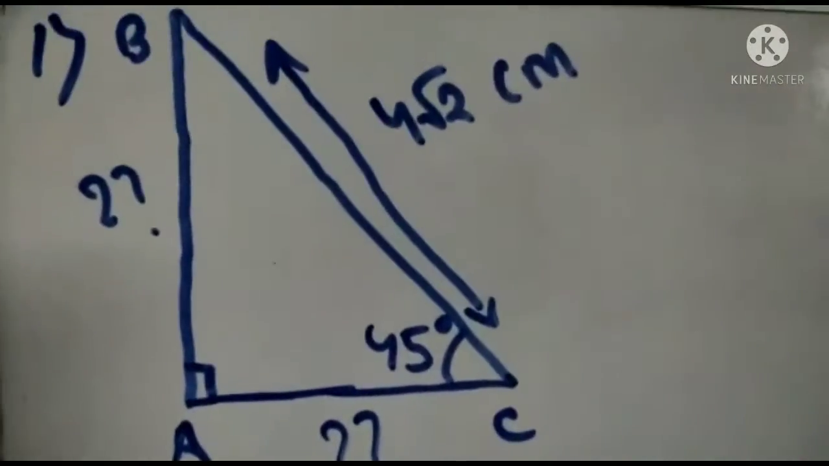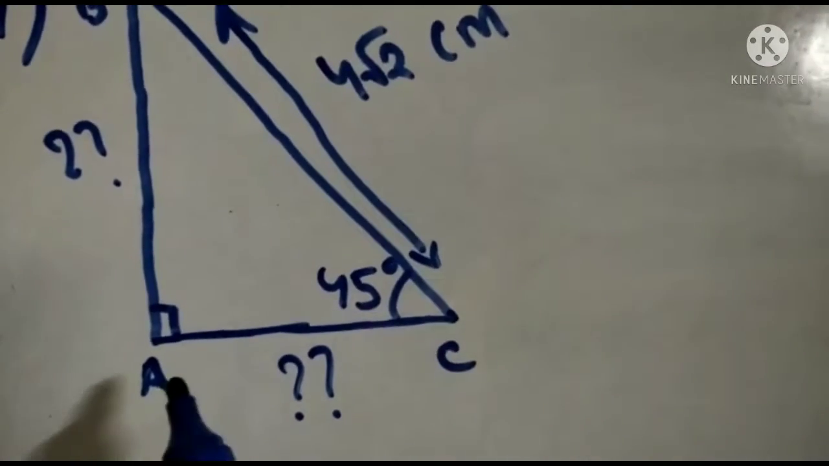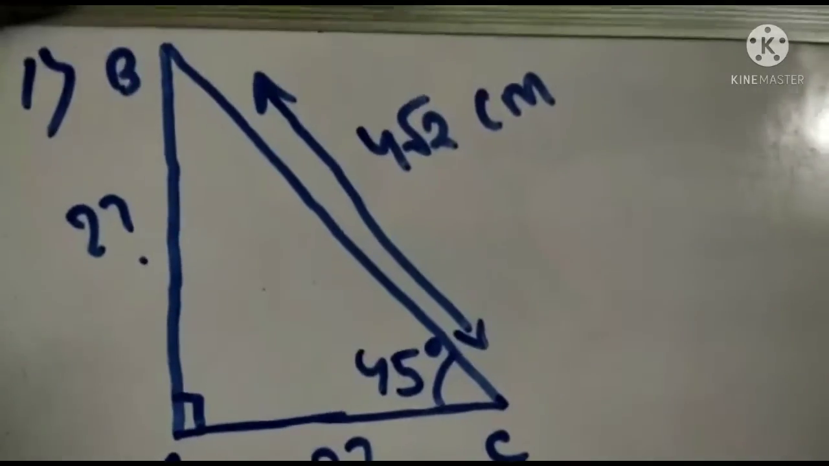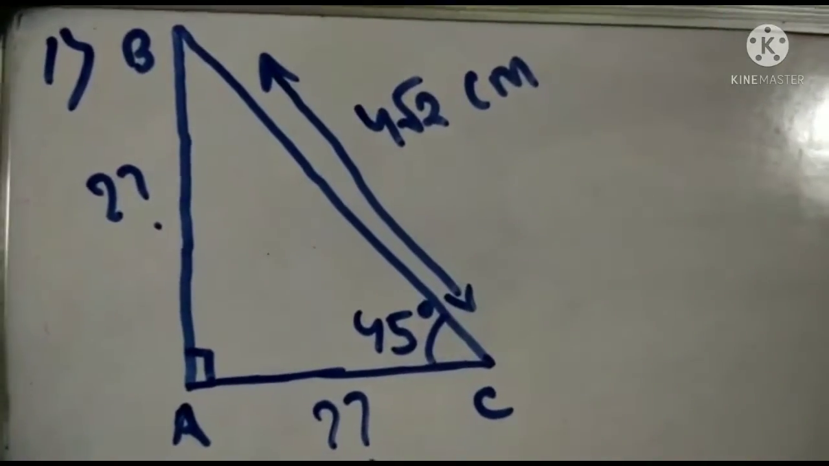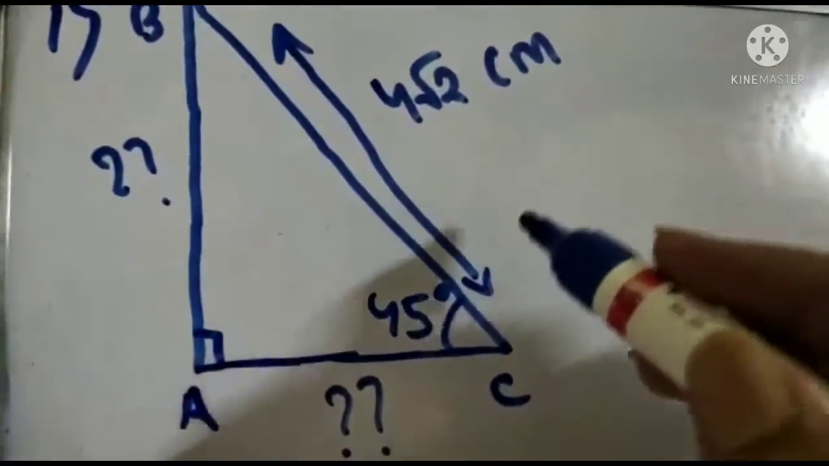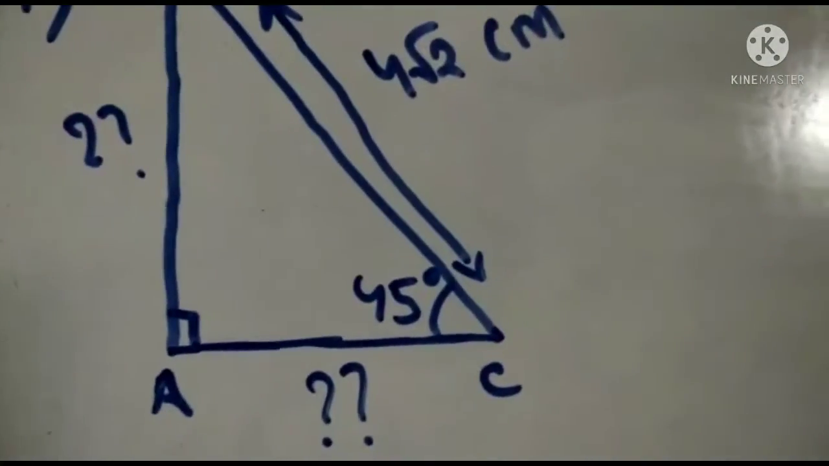But first you should know why we use trigonometric applications. We use trigonometric applications to find the other sides when one side is given, and also the angles: when one angle and one side are given, we can find the other two angles also. Slowly we will see how to find this.